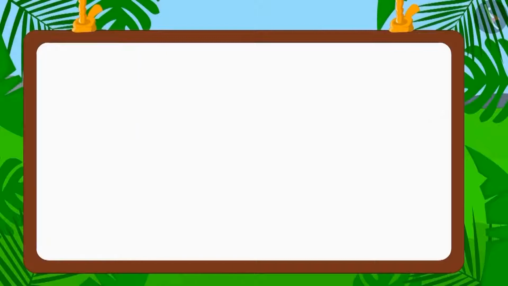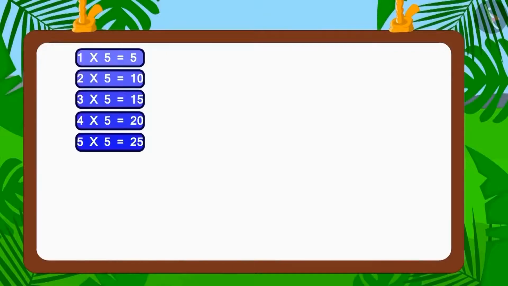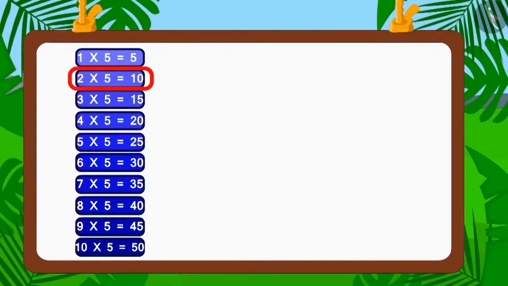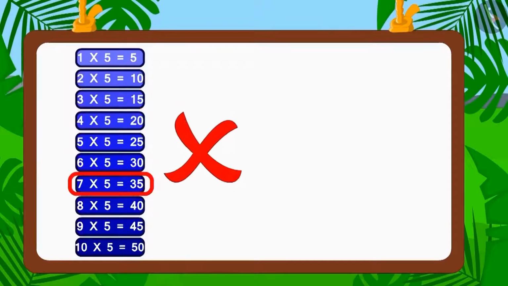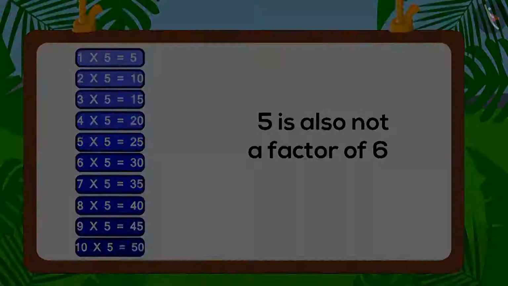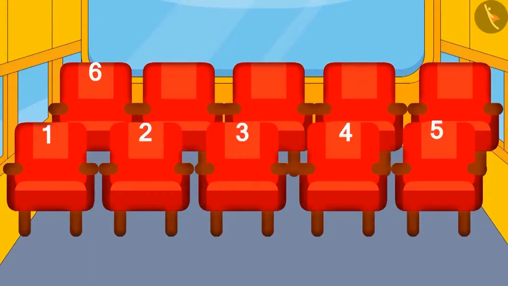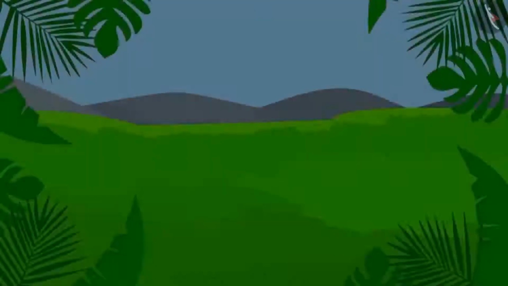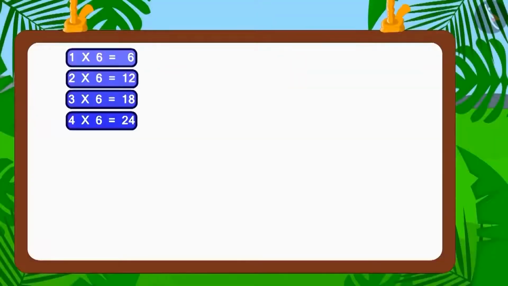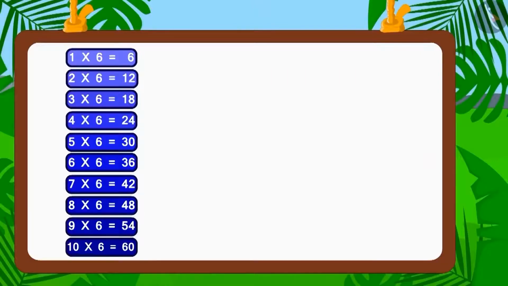Similarly, if we look at the table of 5, then we will find that 5 is also not a factor of the number 6. So a bus in which 5 people sit in each row will not be of any use to the villagers. Now, let's look at the table of 6.